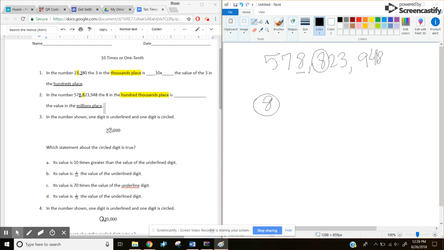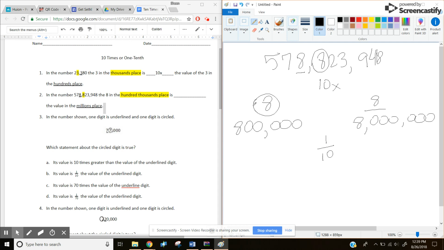The 8 that's circled is worth 100,000. So I have 800,000. Now the 8 that's underlined is worth a million because it's in the millions place. And I have 8 million. Okay. And again, we're going to put the 10 times on top, 1/10 of in the bottom.